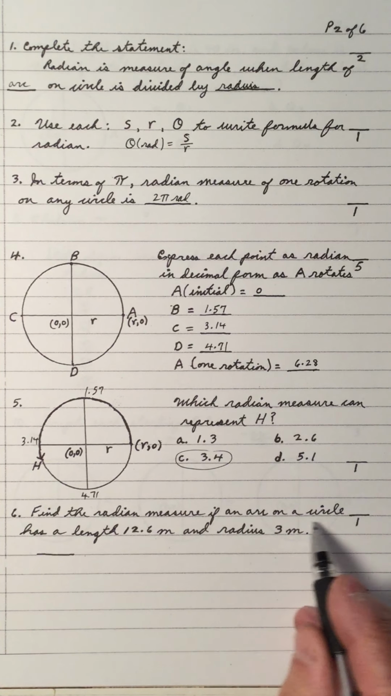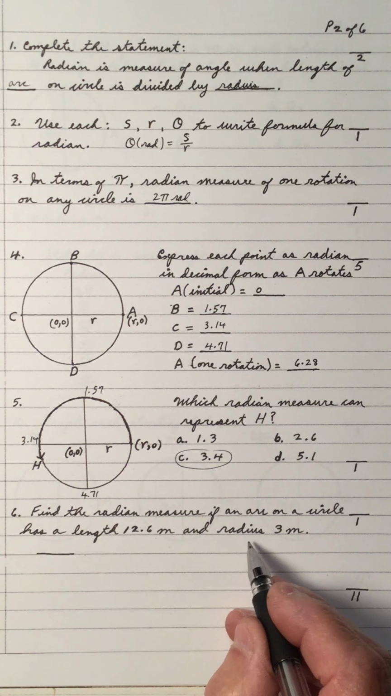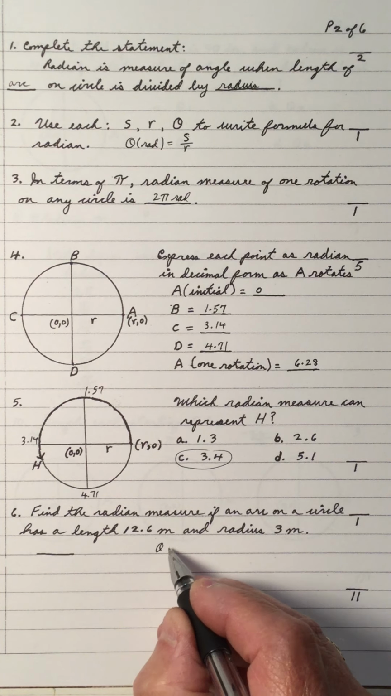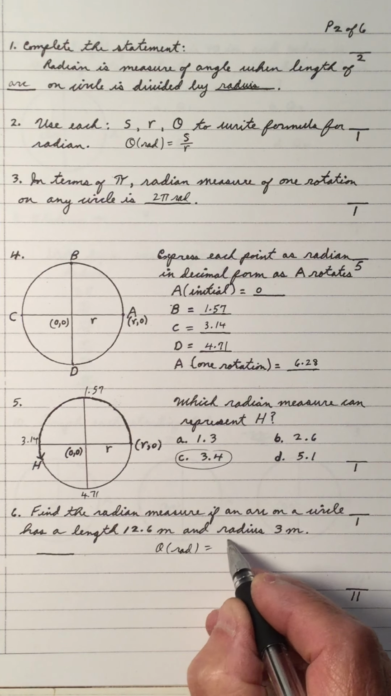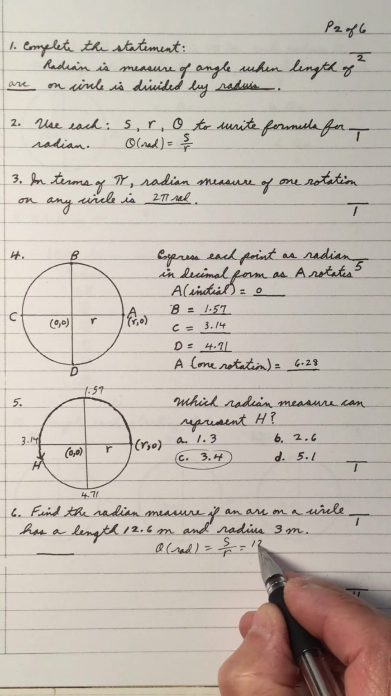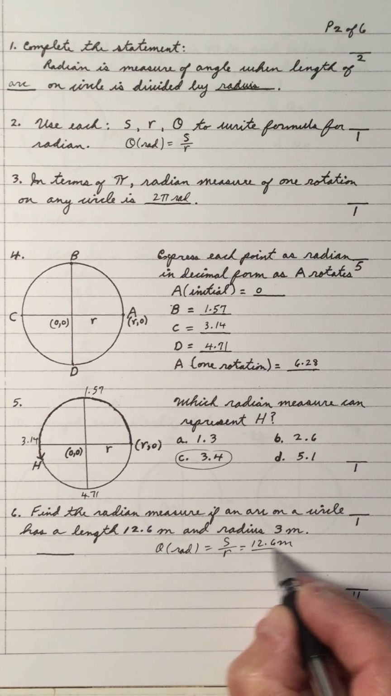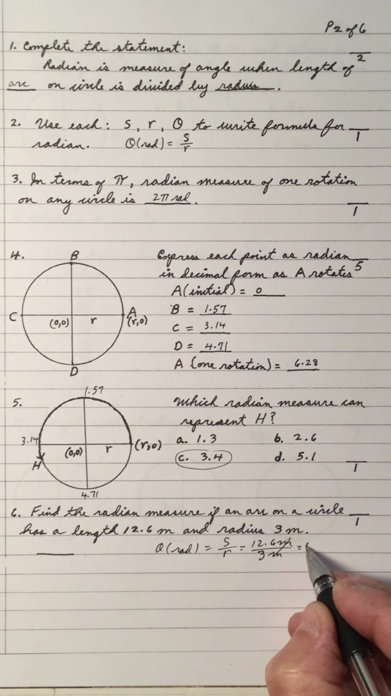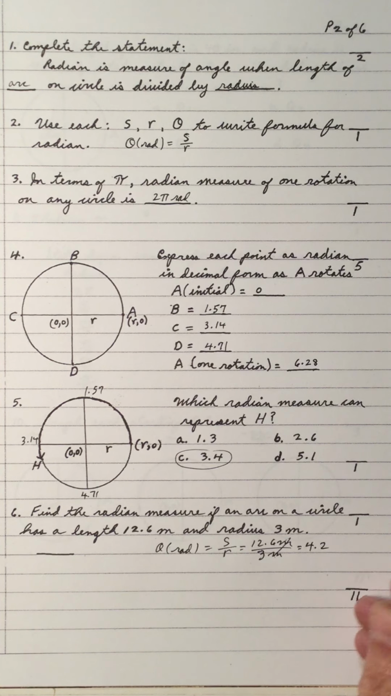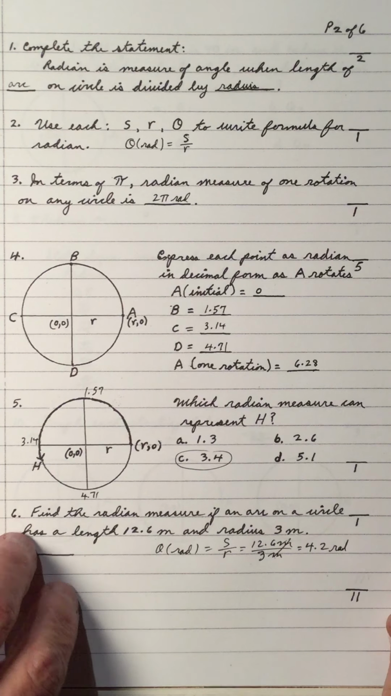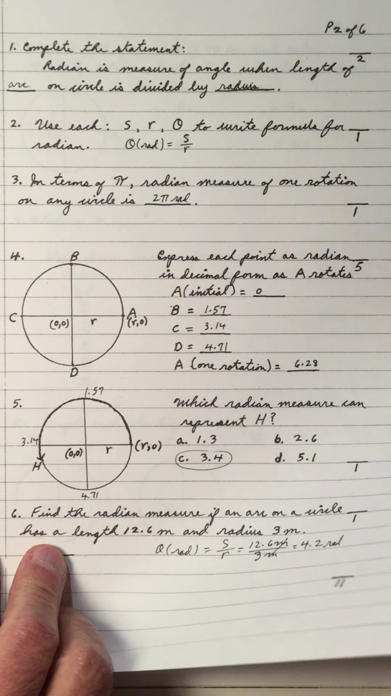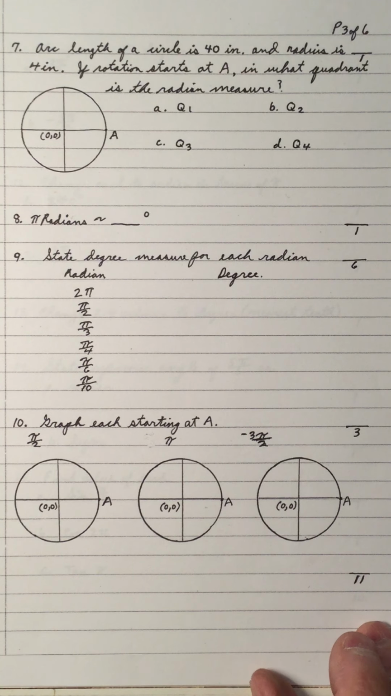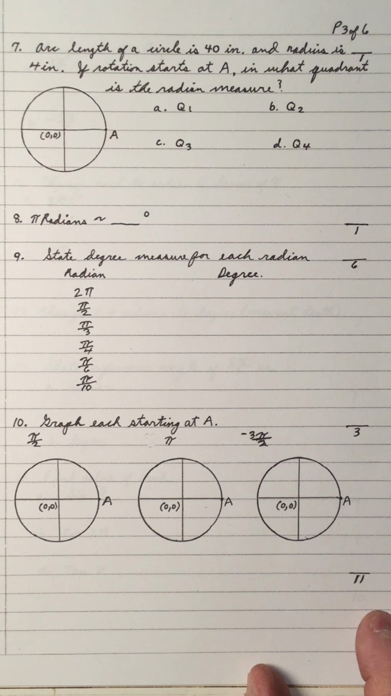Find the radian measure if the arc of a circle has a length of 12.6 meters and the radius is 3 meters. So the radian measure is the arc length divided by the radius, so 12.6 meters divided by 3 meters. The meters cancel. 3 into 12 is 4. 3 into 6 is 2. So if you have 4.2 radians, give yourself a mark. Total up the page, and hopefully you have a score of 11. Note also that the questions are in order of the videos that I did in this unit on radians.